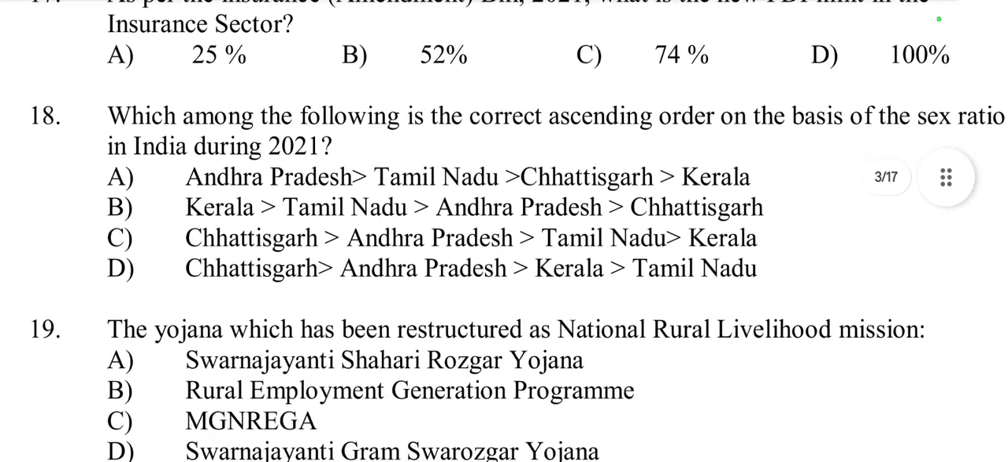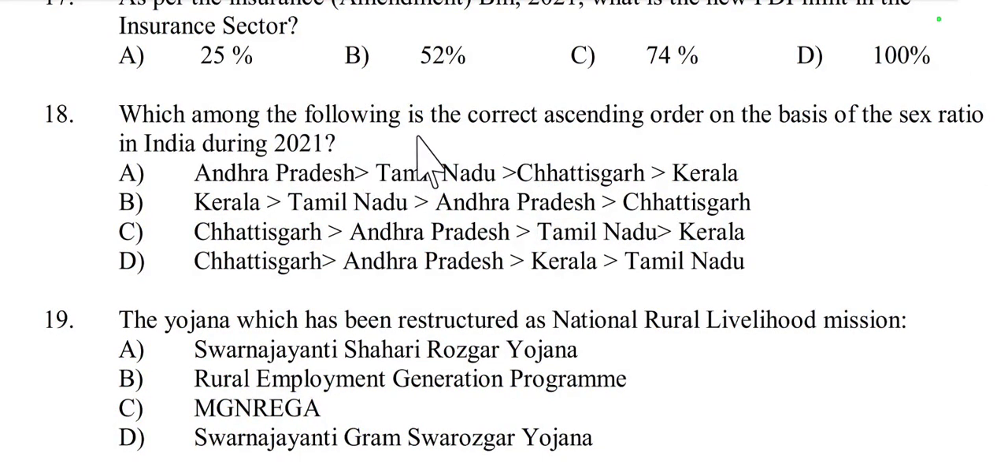Then question number 18. Which among the following is the correct ascending order of the sex ratio in India during 2021? We have to find the ascending order of sex ratio. We know that Kerala's sex ratio is highest. So according to ascending order, we have to arrange the states from lowest to highest. Kerala highest, so option 1 or C may be the right option.